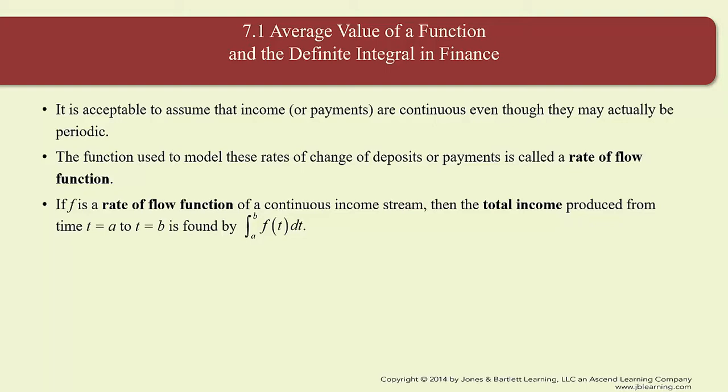This really is nothing new. If f is a rate of flow function of a continuous income stream, it's a rate function. It's a rate of change function. To get a total, or the total income, you're going to integrate that rate of flow function. So that's really nothing new. Just thought I'd call it out a little bit more definitively.